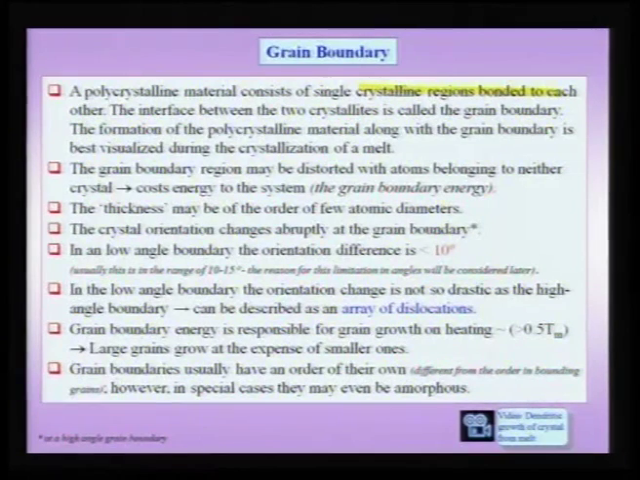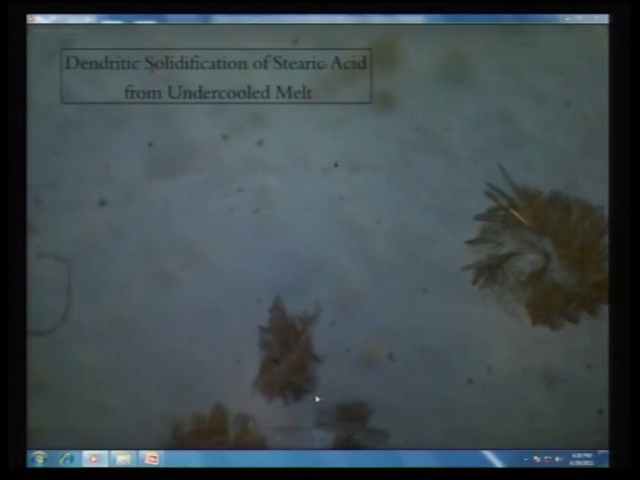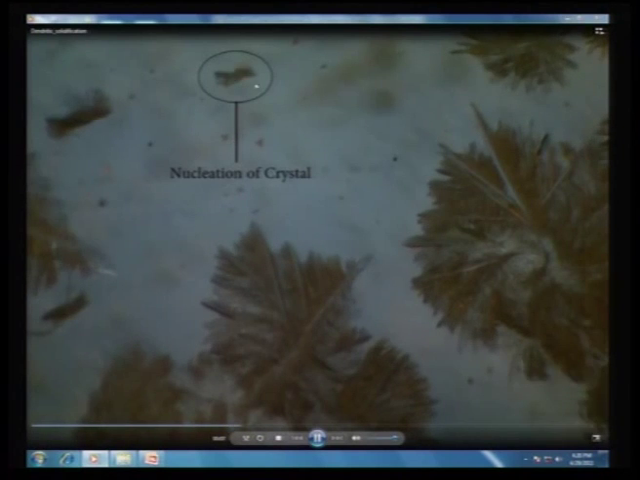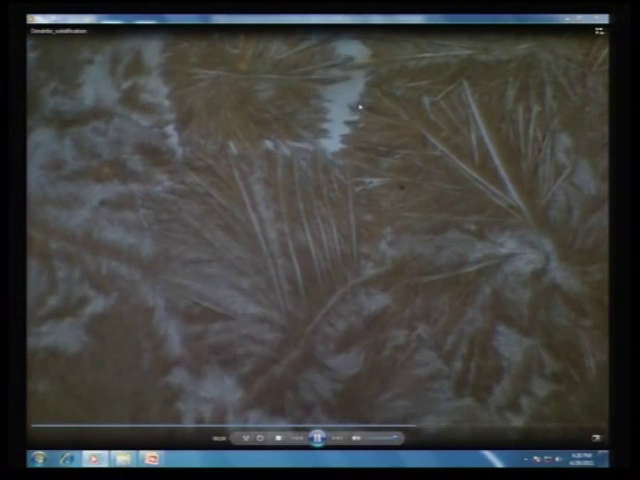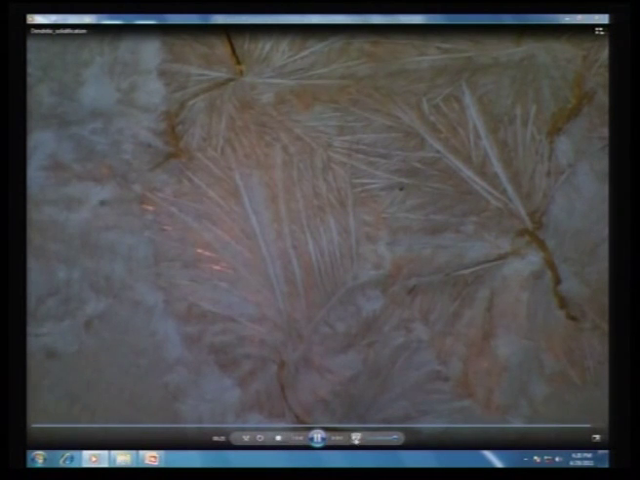The best way of visualizing the formation of a grain boundary is by considering the crystallization of a melt, which we shall do now. Let us consider solidification from molten stearic acid, and you can see that there is a nucleation of a crystal. There are crystals forming in dendritic form, and when these two crystallites meet, the region where the two crystallites touch would be a grain boundary.